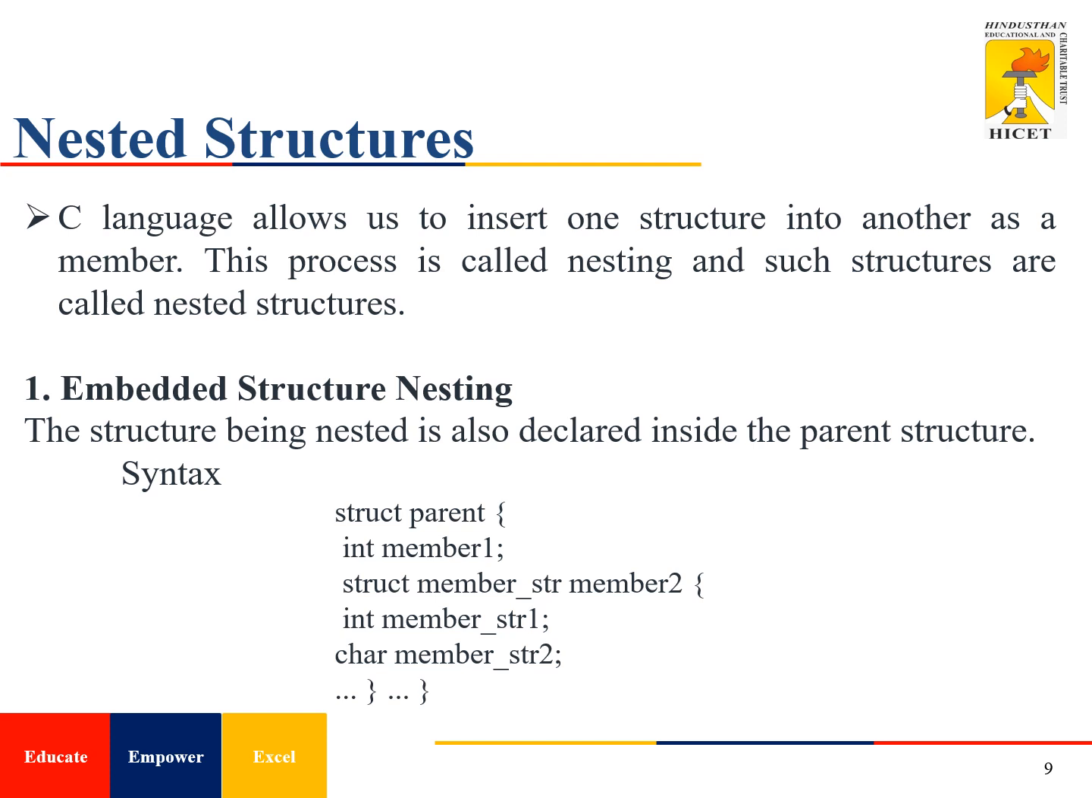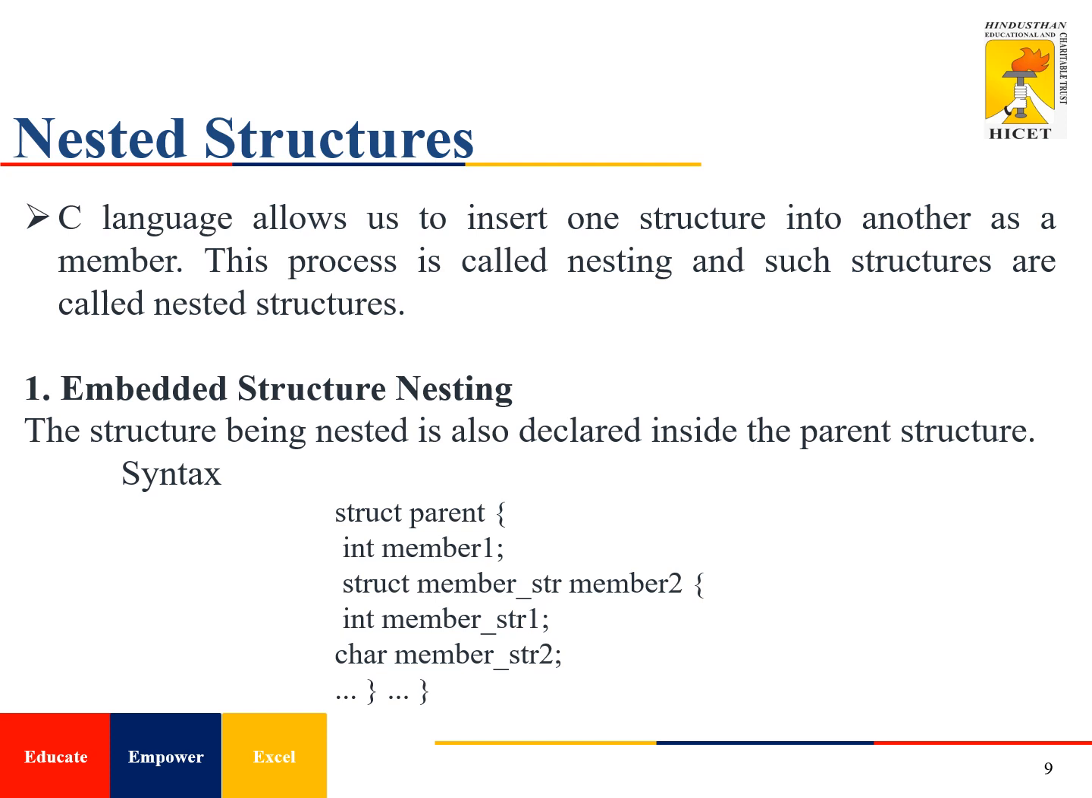Nested structure is next. A nested structure is nothing but inserting one more structure into our own structure. This process of inserting one structure into another is called nesting. The C language allows us to insert one structure into another as a member. The inserted structure is a member of the first structure, and the process is called nesting. Such structures are called nested structures.